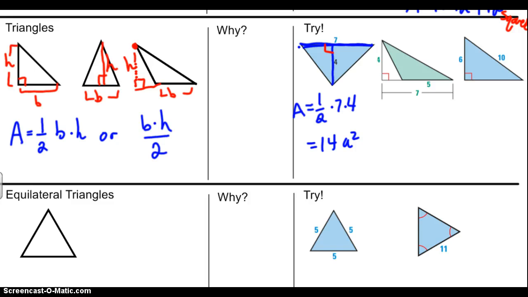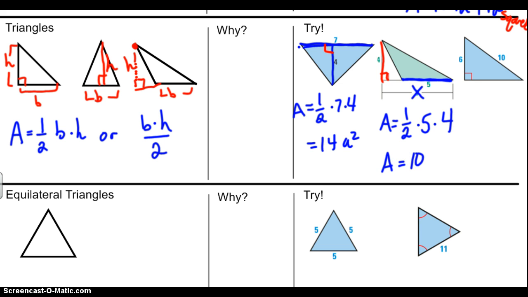Second one is slightly more confusing. What's the base and what's the height? Well, remember, the base is the side of the triangle. So 7 here is not the base, it's 5. And the height is perpendicular to where the base is. So the height here is 4. So the area of this triangle is 1/2 times 5 times 4, which gives us an area of 10.